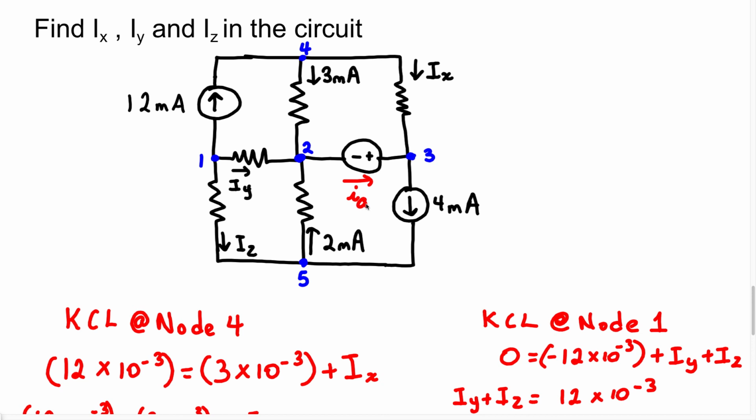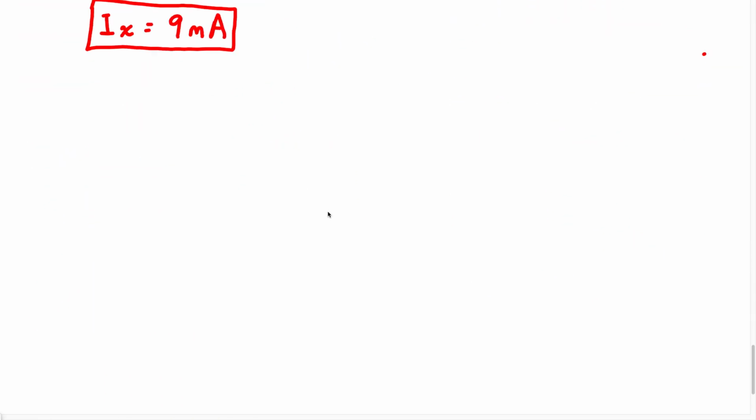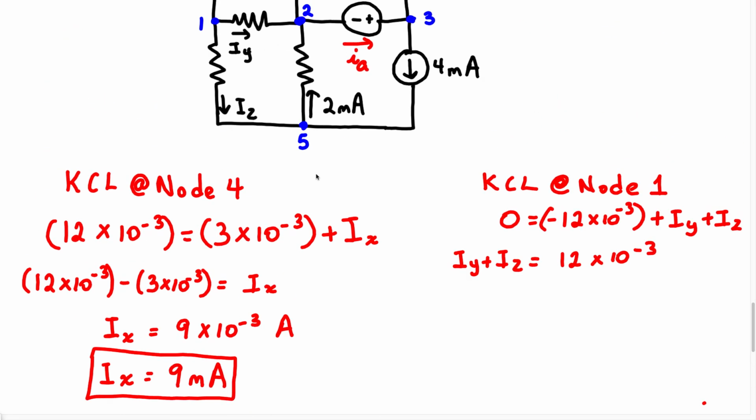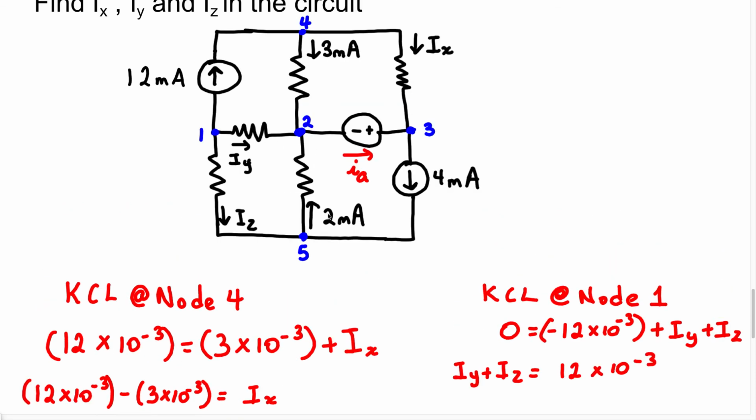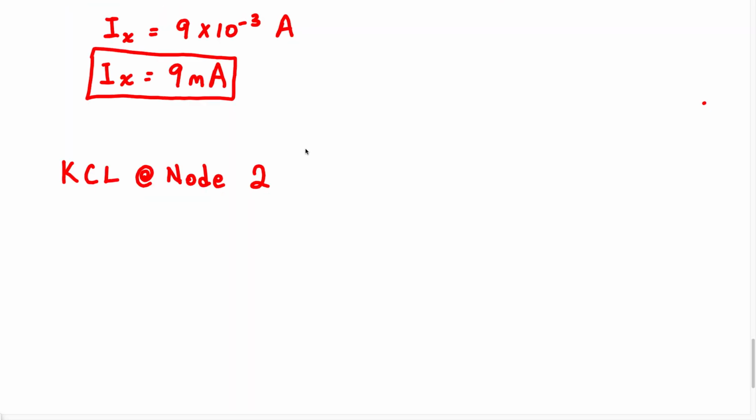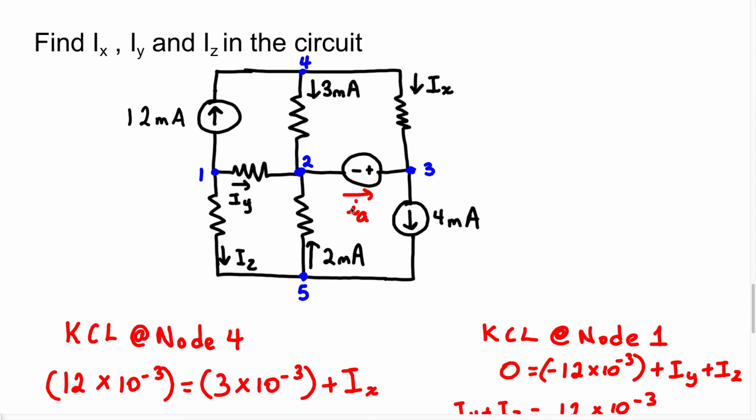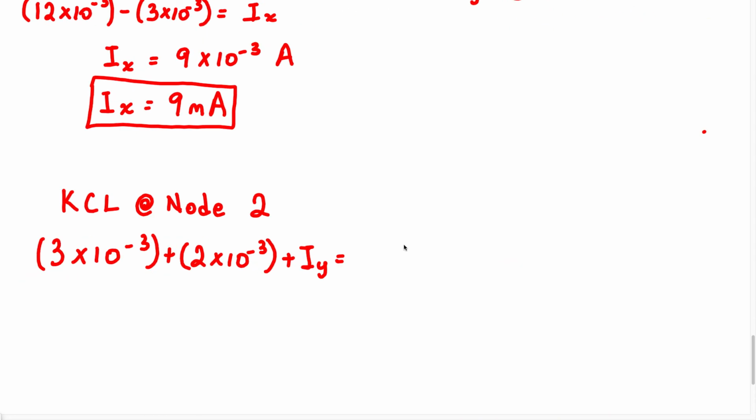So now that I've labeled this current I sub A, I'm going to use Kirchhoff's current law at node 2. So I'm going to come down here, and I'm going to say KCL at node 2. The total current entering this node is going to be 3 milliamps plus 2 milliamps plus I sub y. So we're going to have a total of 3 times 10 to the minus 3 plus 2 times 10 to the minus 3 plus I sub y equals, and the total current leaving is a current we just put in there, and we drew it to go away from node 2. We called it IA. So we're just going to say this equals IA.